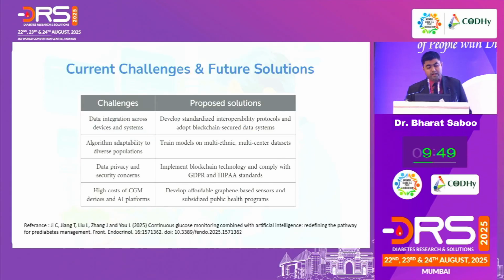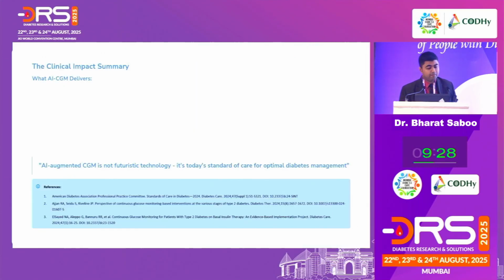And most importantly, everything is not blue and green, or rather blue and red. There are certain loopholes, there are challenges of data integration and algorithm adaptability. Interoperability is a very big challenge. Data privacy, high cost of CGM devices, and obviously the AI platform deployment costs. But then there's a solution for every problem, which is in process to happen.